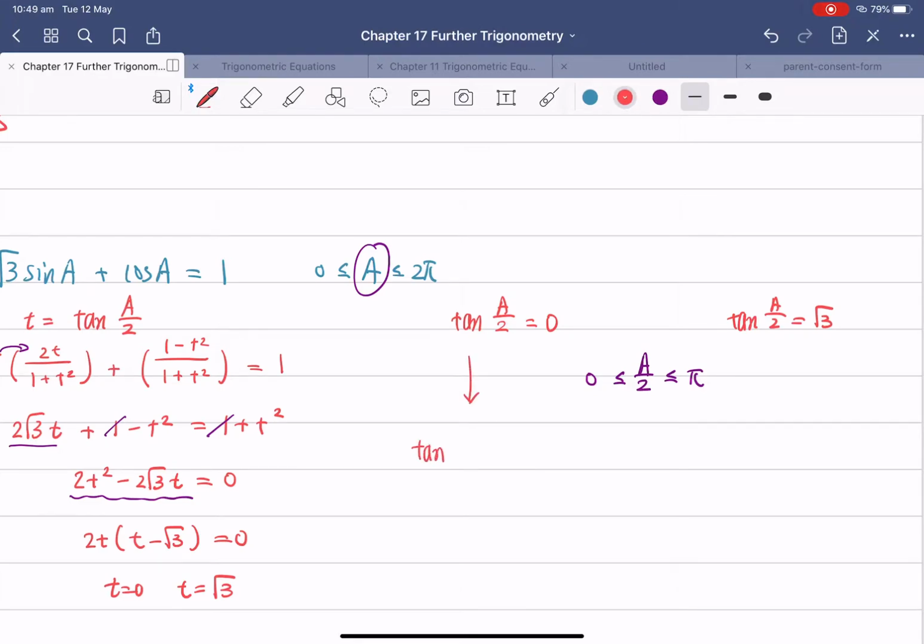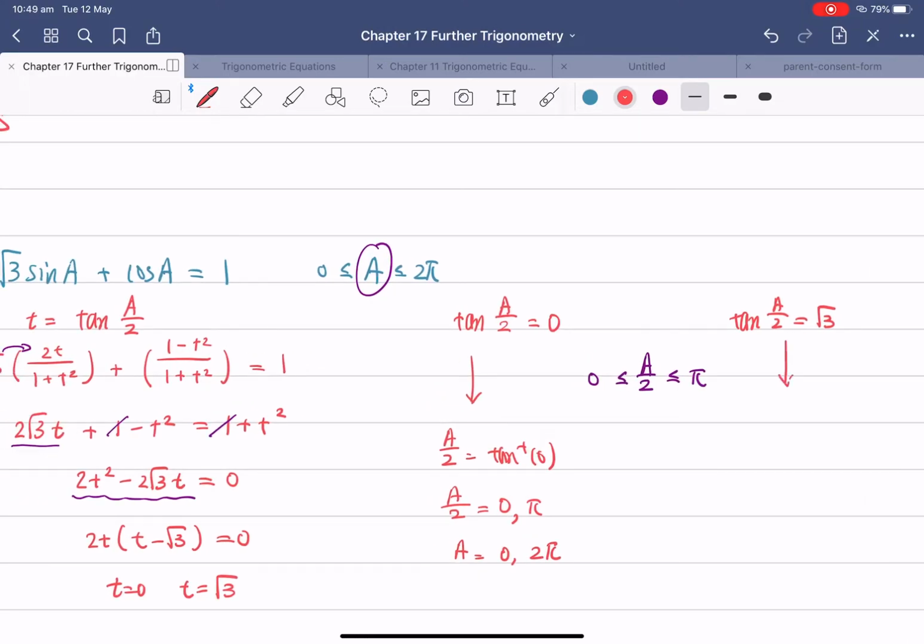So a over 2 is equal to tangent inverse 0, which gives you a over 2 is equal to 0 degrees, or 0 radians in this case, because we're dealing with radians. So the second answer is pi, because remember, all stations to central. This is a tangent question, so the second answer will be pi plus the previous answer. So a is 0 and 2 pi after you multiply by the 2.